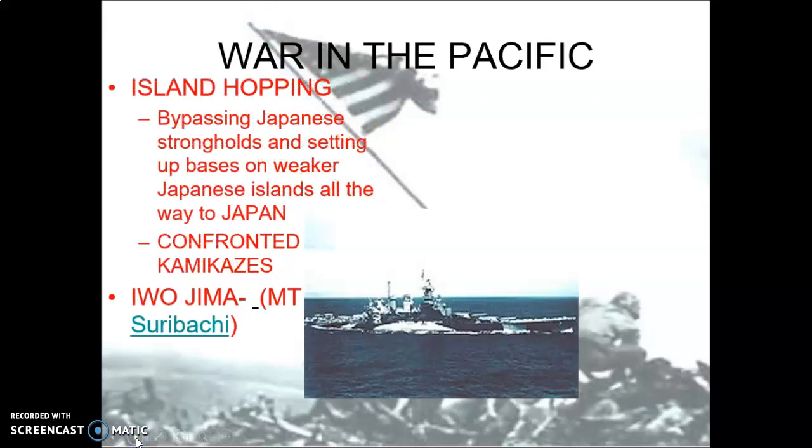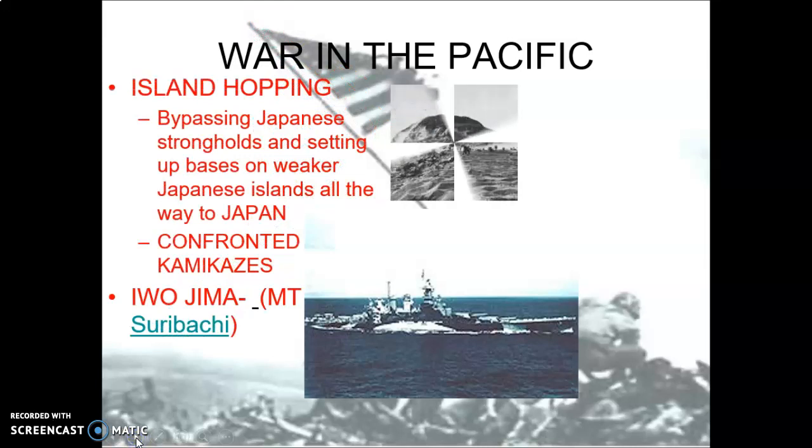So, quickly, we need to know about what island hopping is. This is a strategy developed by General Douglas MacArthur, who had come out of retirement to be a part of this. And he comes up with this plan, and he says, let's bypass the Japanese strongholds and let's set up bases on the weaker Japanese islands all the way to Japan so we can invade Japan.